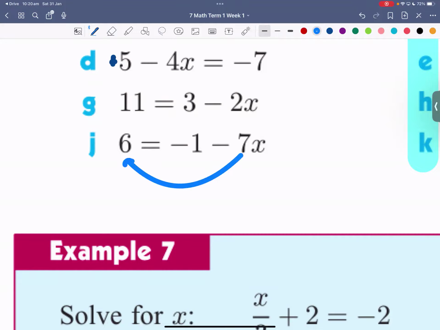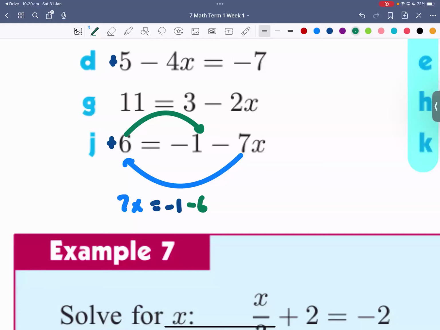What happens when you bring a minus 7x to that other side? What does it become? Plus 7x. And then there's a plus in front of this 6. They would have brought that plus 6 to the other side. And what happens when you bring a plus 6 to the other side? Negative 6. So then equals minus 1. And then they would have written negative 6.